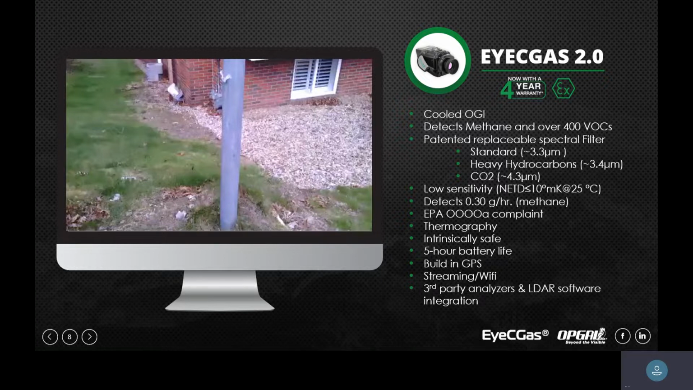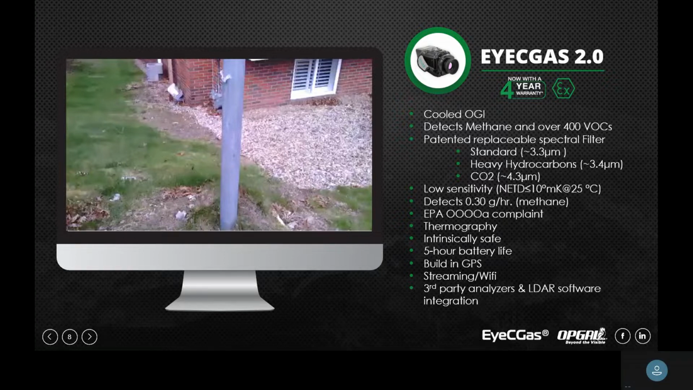But one thing that I want to say is that it's EPA QUADOA compliant, and we have several filters, including a filter for CO2 that we can replace. We get lower sensitivity for CO2, but we can still see CO2 with the same camera, not just hydrocarbons and methane.